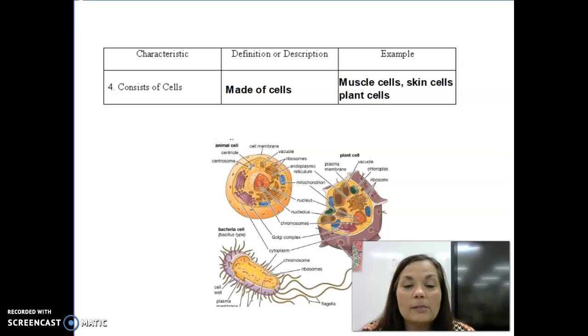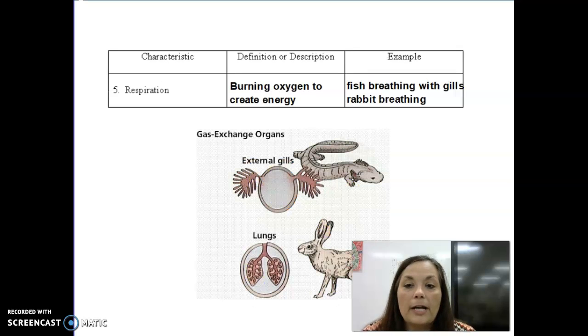All right, the next one we already mentioned. Any living thing has to be made of cells. Okay, and I just gave some examples of cells: muscle cells, skin cells, plant cells. Every living thing is made of cells. All right, the fifth one is respiration. This is what you and I would normally call breathing.